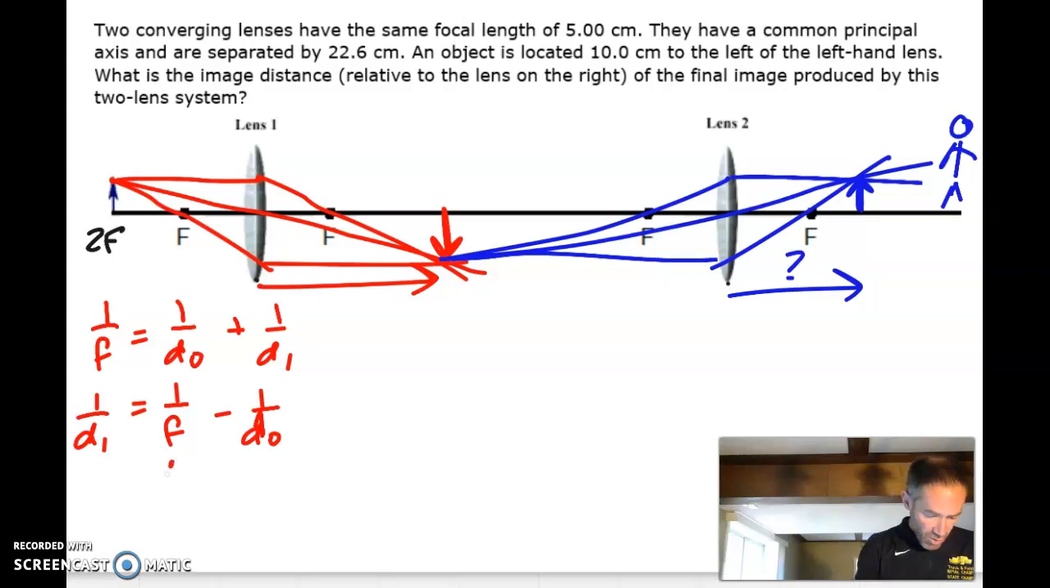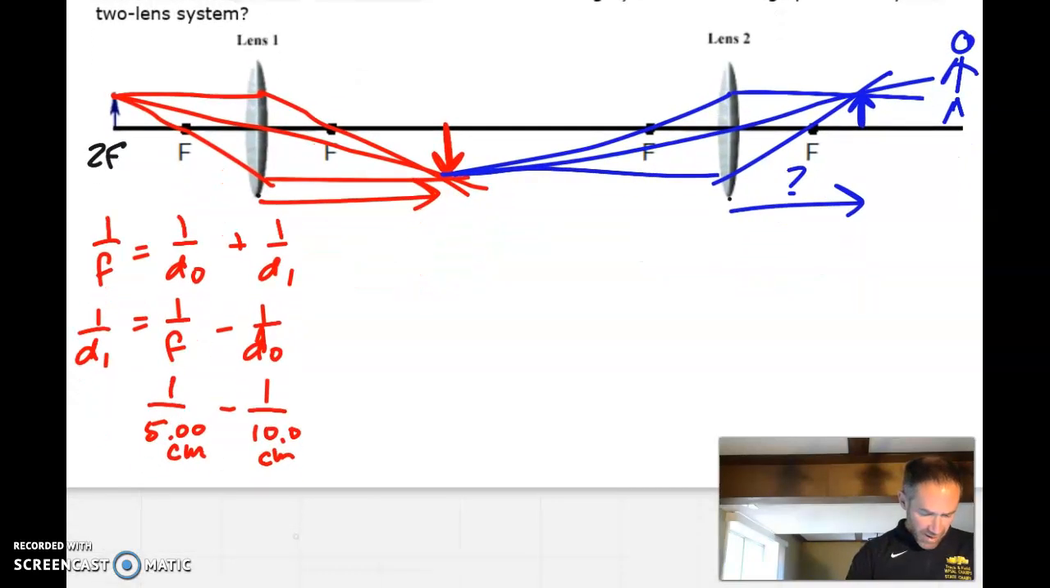So 1 over the focal length of 5 centimeters, this is converging, so it is positive, minus 1 over the DO, this is 10 centimeters. What do I have there? I have 2/10 minus 1/10, and that is 1/10. That's the 1 over the DI, and so DI itself looks like it's 10 centimeters.